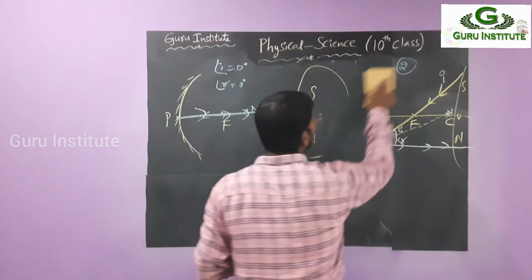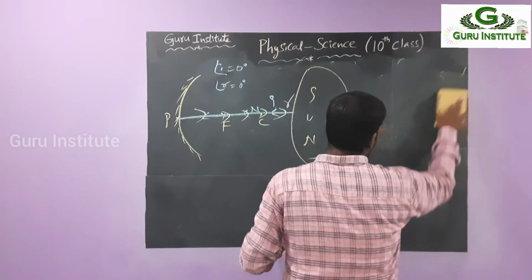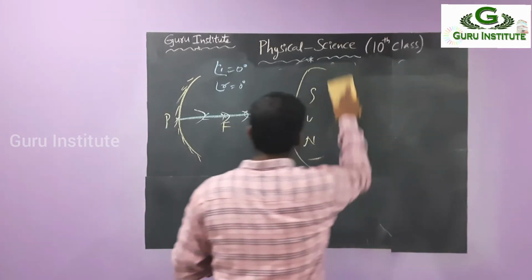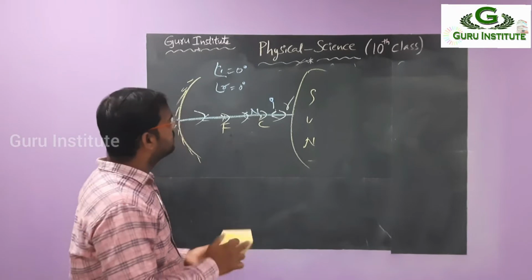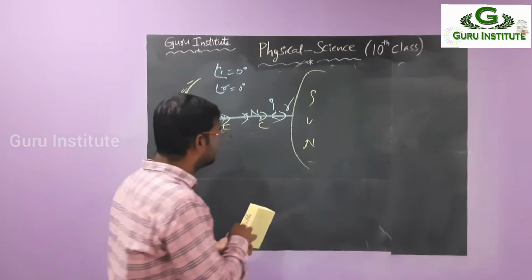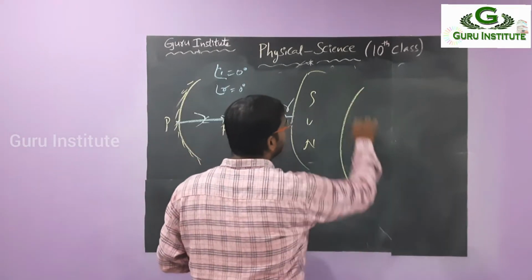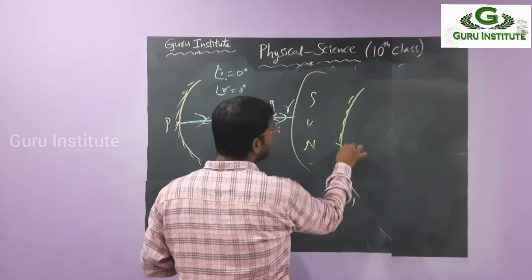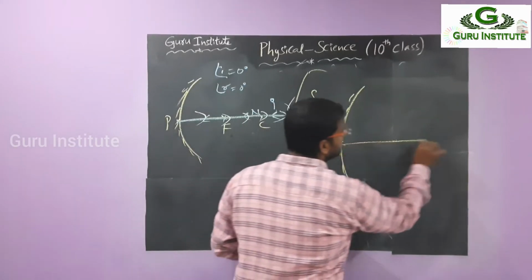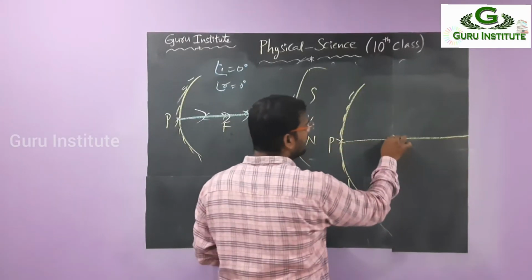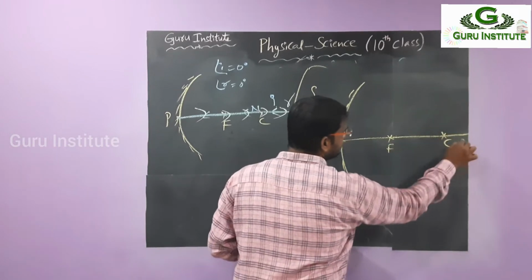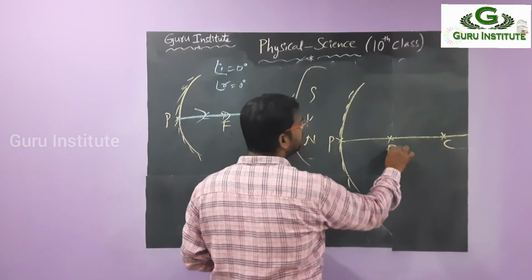And again we have the last case. Actually, this case and the last case are both the same. Just see the small difference. Now again we are taking the pole. This is the principal axis, and this is the center of curvature, and in the middle you have to take the pole.